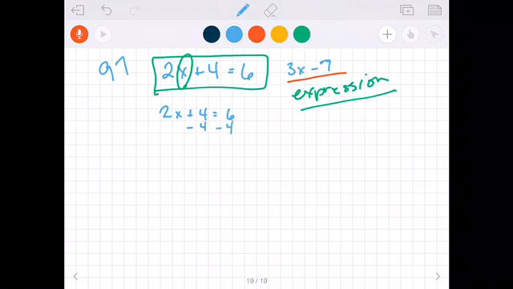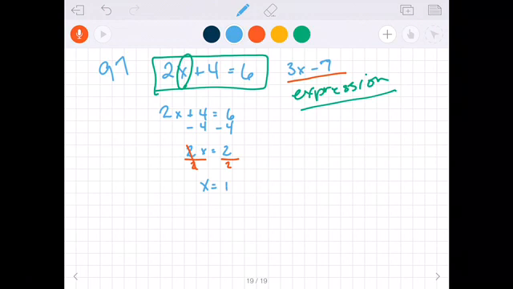Okay, and we're left with 2x equals 2. 6 minus 4 is 2. Now we can divide both sides by 2 because right now we have multiplication going on here, 2 times x. So in order to undo that, we need to divide. So we're dividing both sides by 2. And that gives us just x on the left equals 1 on the right.